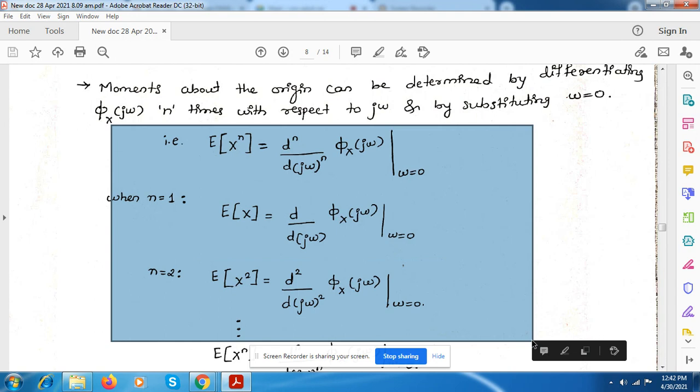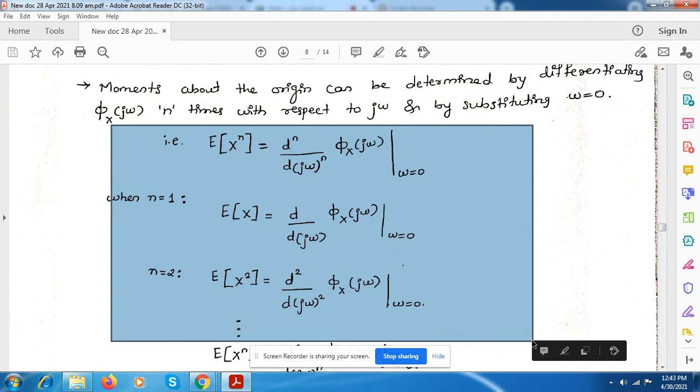The equation for E of x raised to n: you have to differentiate the characteristic equation n times and put omega equal to 0. In case when n is equal to 1, that is the first order moment E of x, you have to differentiate the characteristic equation once and then put omega equal to 0.